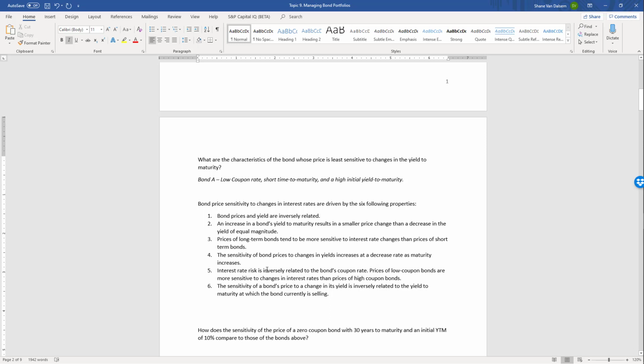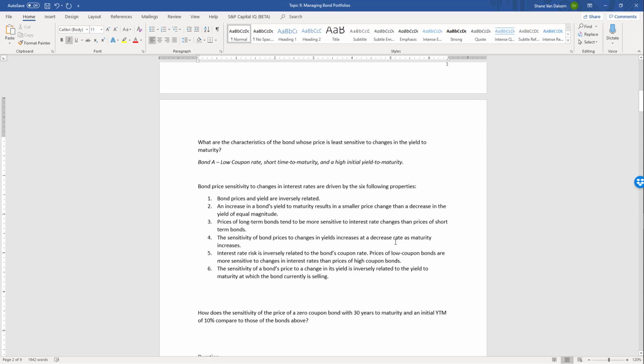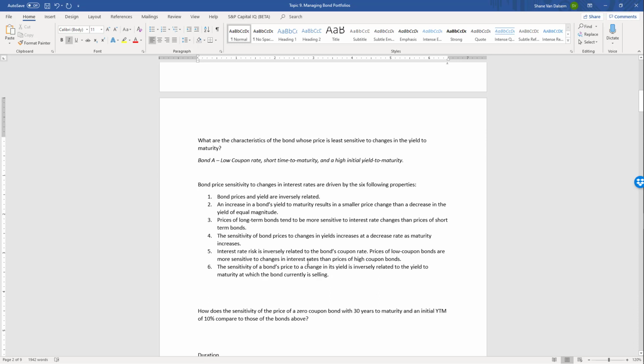Interest rate risk is inversely related to the bond's coupon rate. Prices of low coupon bonds are more sensitive to changes in interest rates than prices of high coupon bonds. And we're going to see the extreme of this when we look at zero coupon bonds. Zero coupon bonds have the highest interest rate risk.